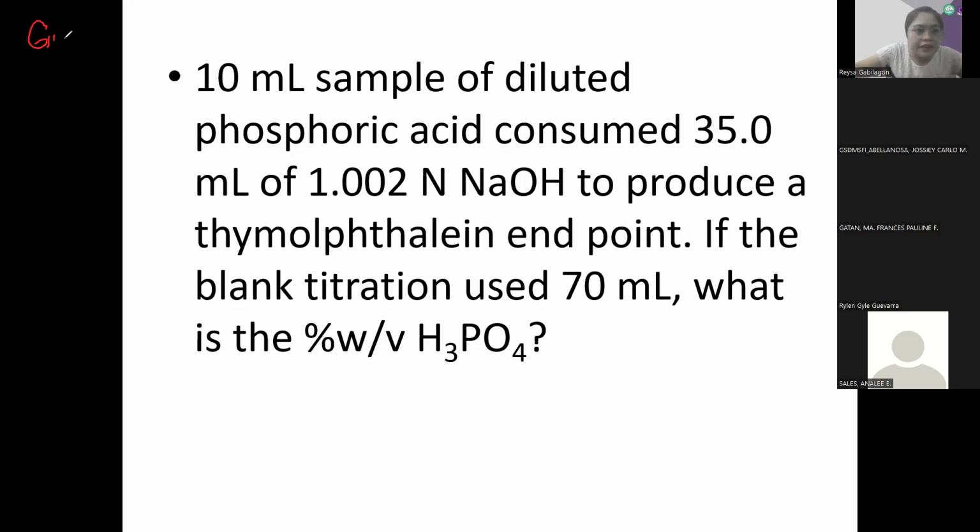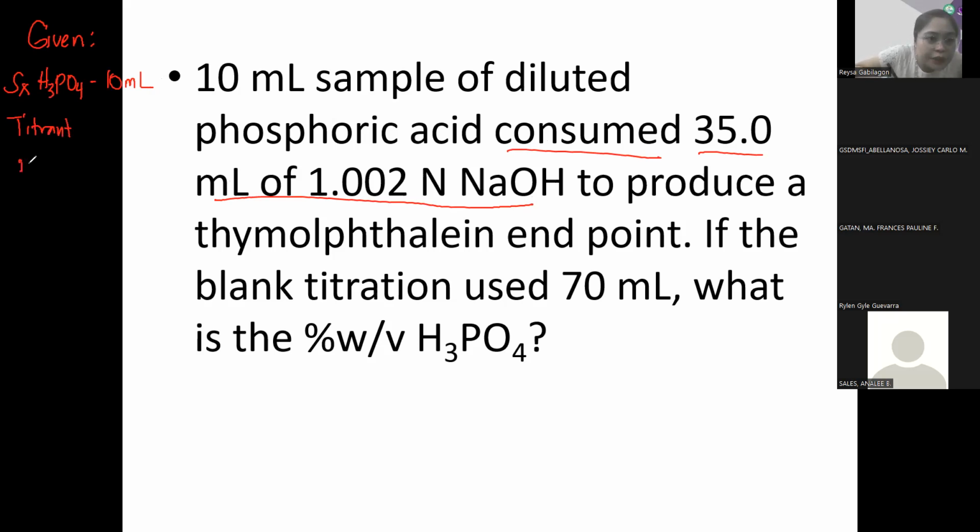Okay, sige. Let us list down the given, class. We have here our sample. Our sample is phosphoric acid, that is 10 ml, okay? And then, during titration, it consumed 35 ml of the 1.002 N NaOH. So our titrant here is NaOH, that's 1.002 normal, and it consumed how much? 35.0 ml, before we got the endpoint.